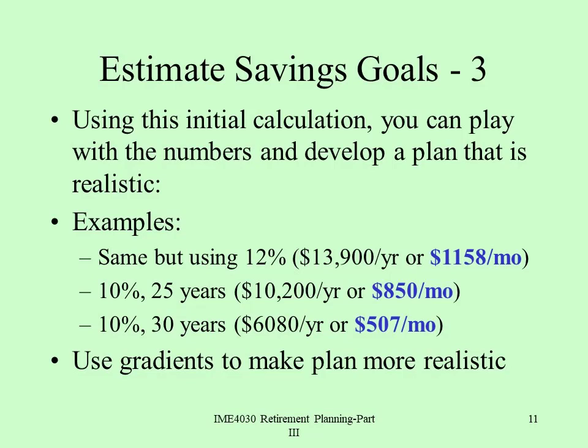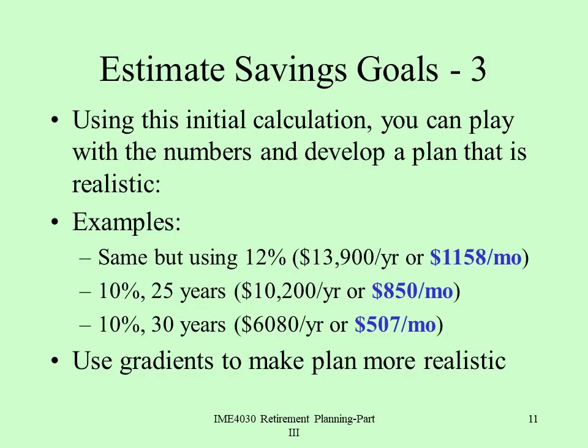Let's see what happens if instead of 20 years, we say we're going to retire in 25 years. Well, that lowers it to $850 a month. But that might still look a little steep. So let's lower it a little more by going to 30 years, and now that's $507 a month. Well, that's not so bad. That's probably around 10% of your starting salary for a typical engineer graduating from school around now. And so that's not too bad.